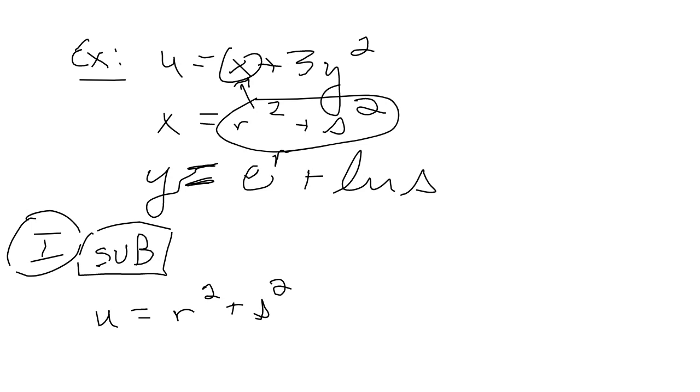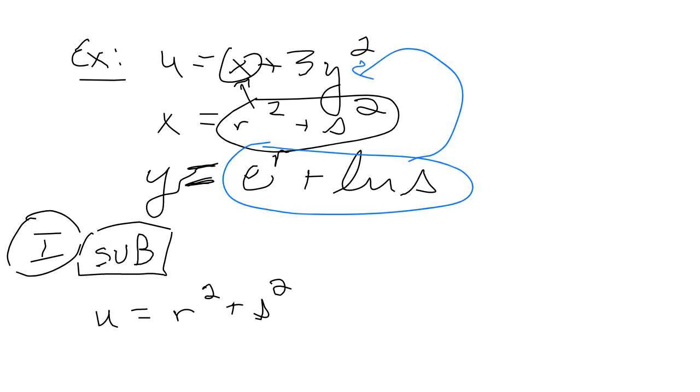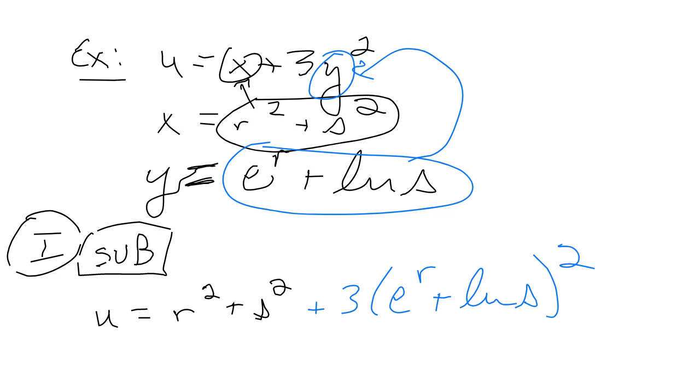instead of y, I'm going to put in e to the r plus natural log of s, so that'll be plus 3 times e to the r plus natural log of s, quantity squared, right? Now, by the way, what am I trying to find here? I'm trying to find the partial of u with respect to r. Partial of u with respect to r. So that's what I'm trying to find here. So I can do that now.